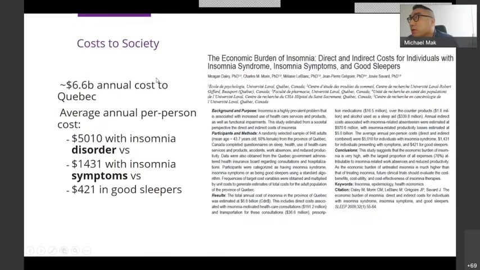And you'll see here that the costs are worse with people who meet full criteria for insomnia disorder, you know, problems falling asleep, staying asleep, or waking up too early 3 times a week for 3 months straight. And even in the patients that don't meet criteria for insomnia disorder, the cost to society in these direct and indirect costs is still massive compared to good sleepers. So insomnia is really a big public health issue that deserves more consideration and more attention from my perspective.